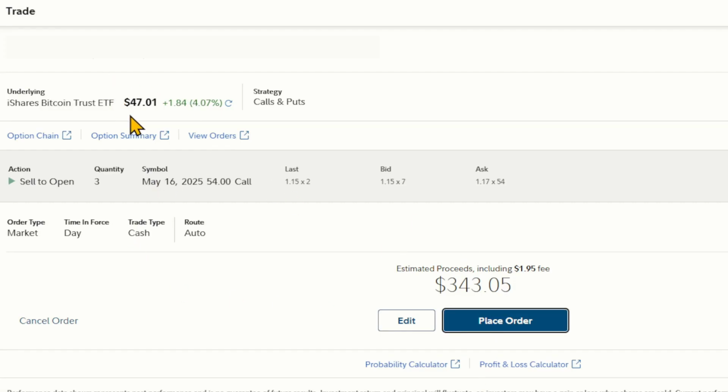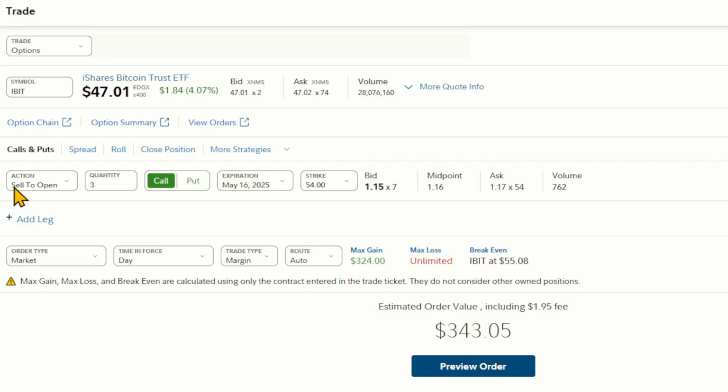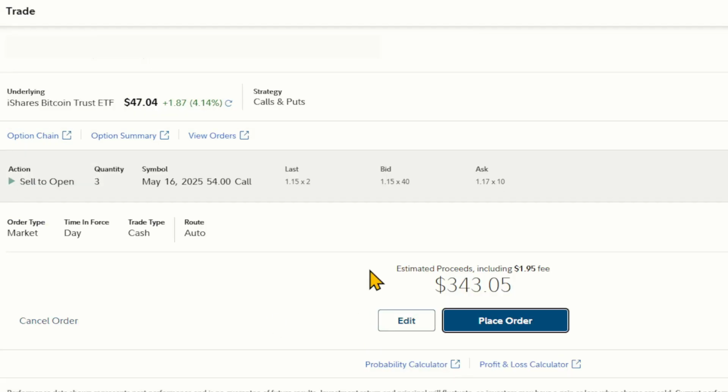So again, that's changed a lot. Now it's up to 47.01. So I'm going to go back. I'm going to get fresh data. I'm going to say edit order. I'm going to go back. I'm going to see what it says now as far as market order. Ooh, it's up to $1.15. All right, that's good. So now it'll execute at market at 47.01. Preview that order. And I'm ready.